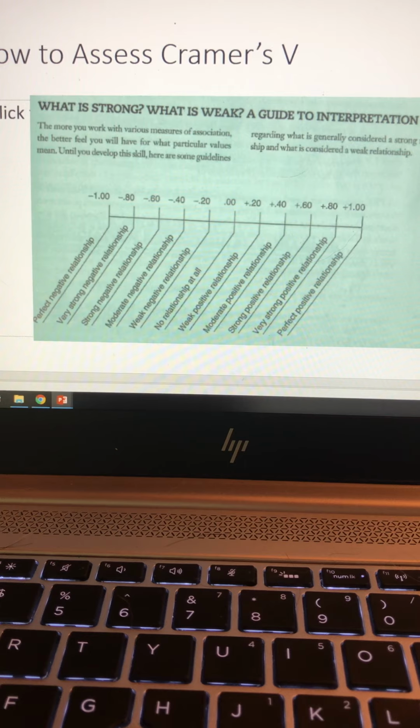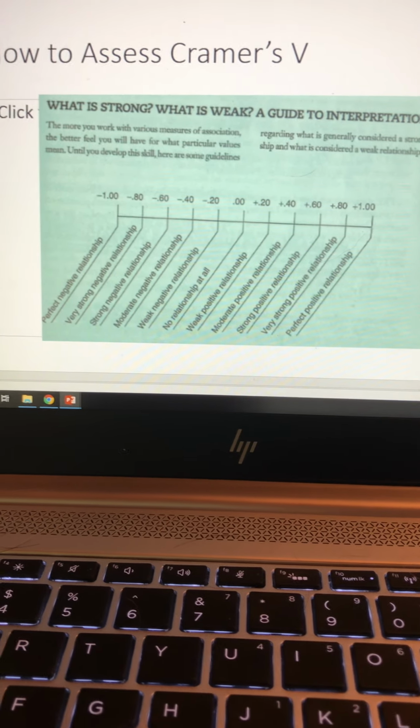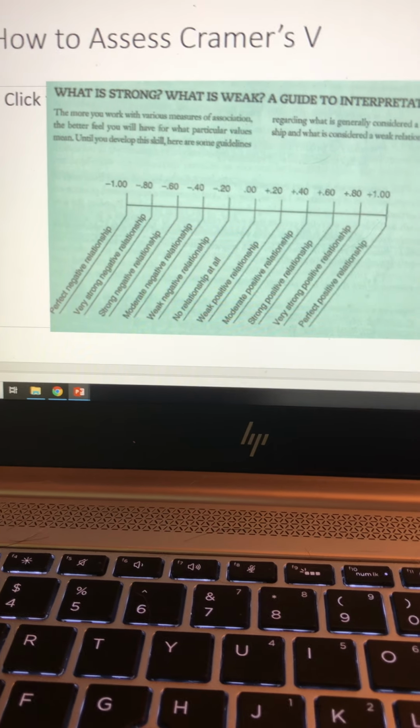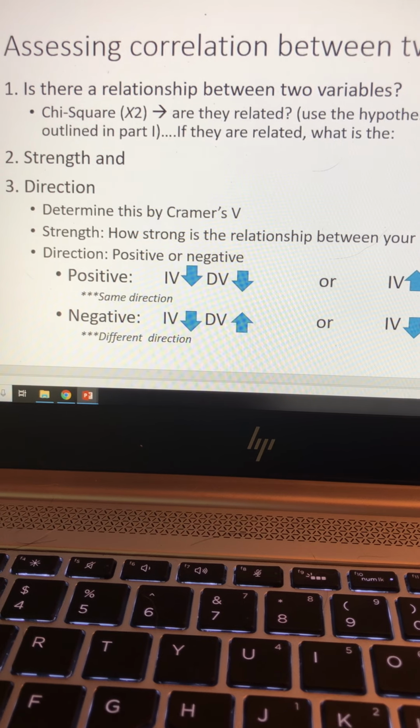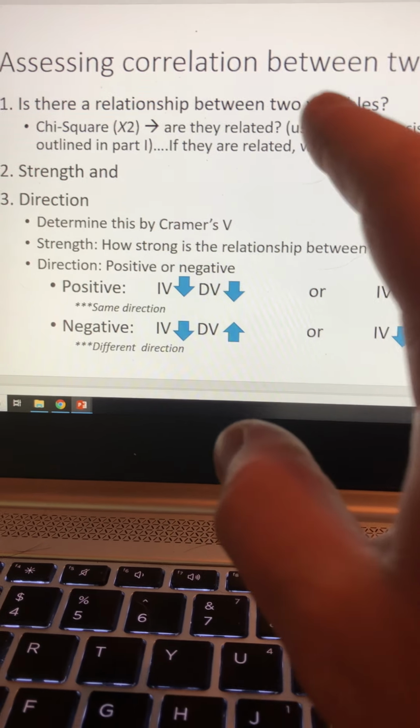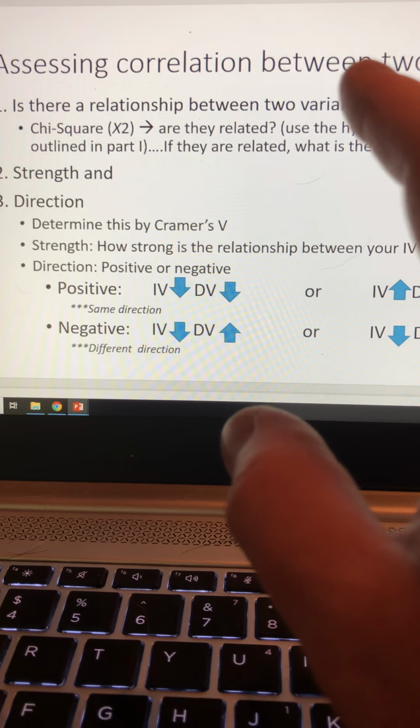Okay, so stronger relationships are going to be higher. The basic point is that this Cramer's V is only going to range from 0 to 1.